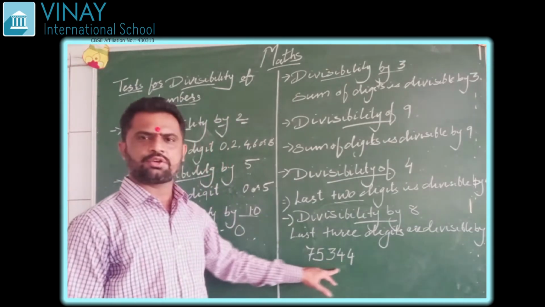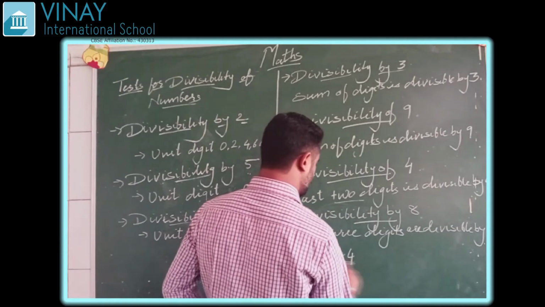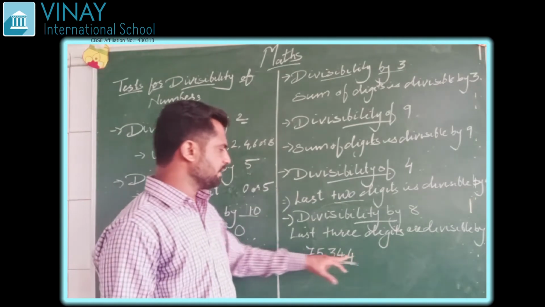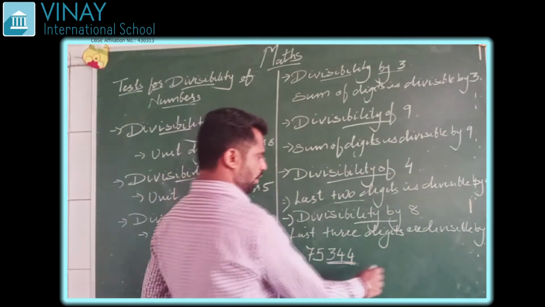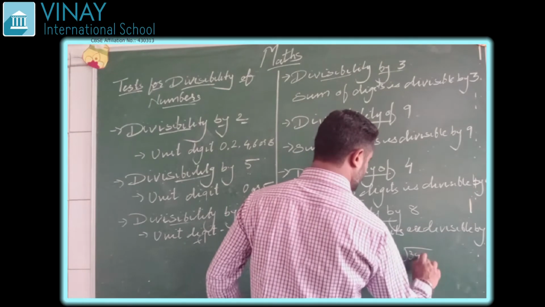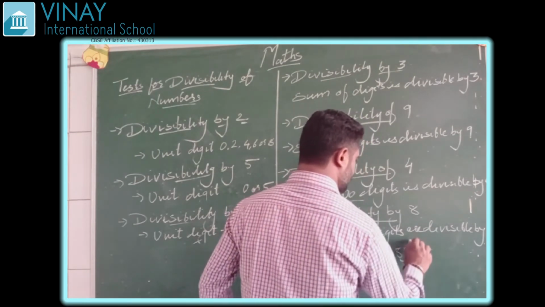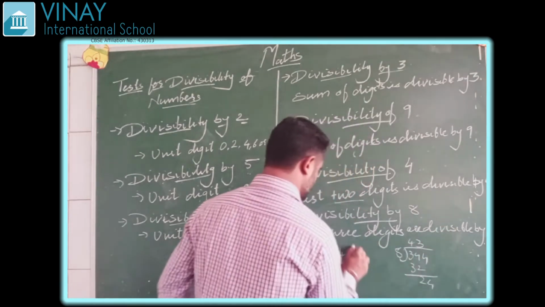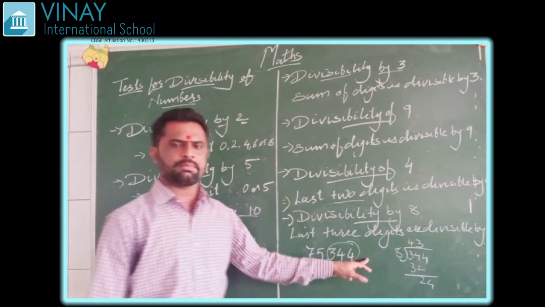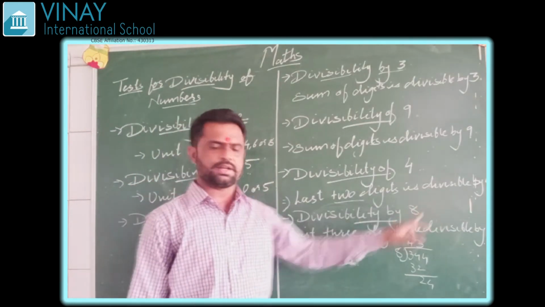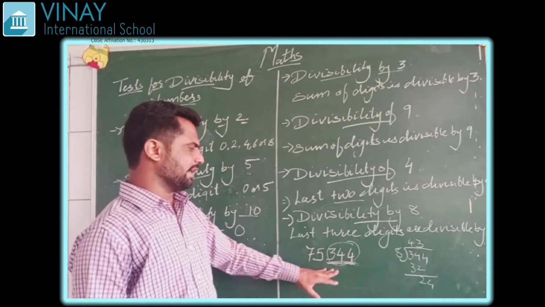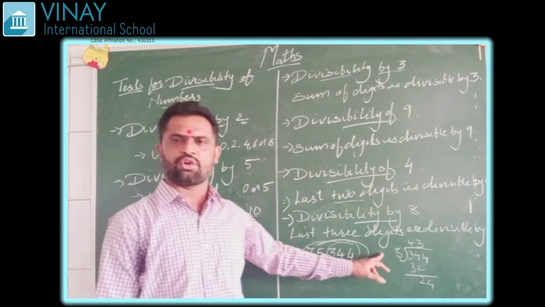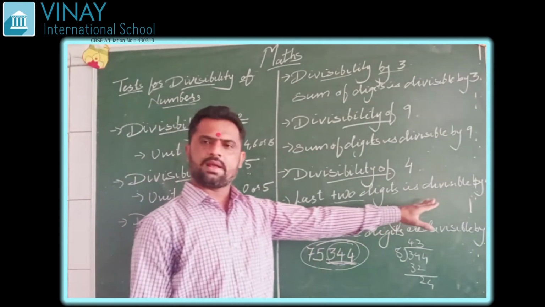For example, 75,344. Now here we need to see whether this 344, that is the last three digits of the number, is divisible by 8 or not. For that we need to divide and see if 344 is divisible by 8. 8 times 4 is 32, 24, 43. Yes, it means that it is divisible by 8. The last three digits are divisible by 8, and that's why this whole number 75,344 is divisible by 8.